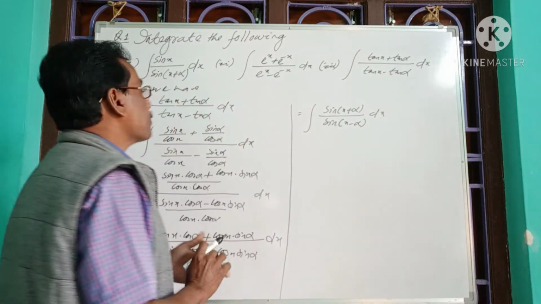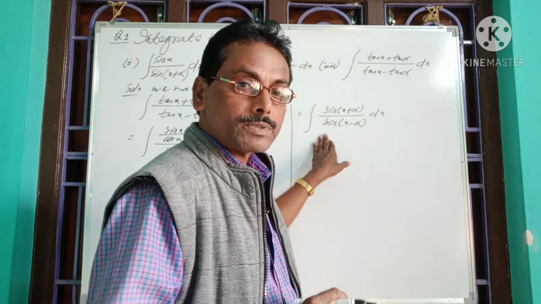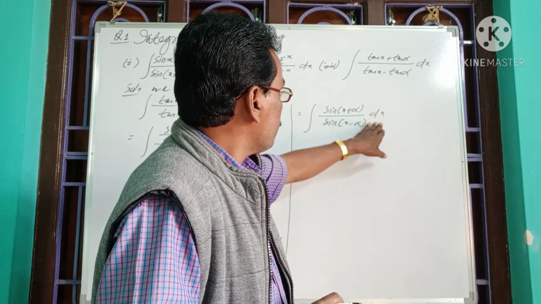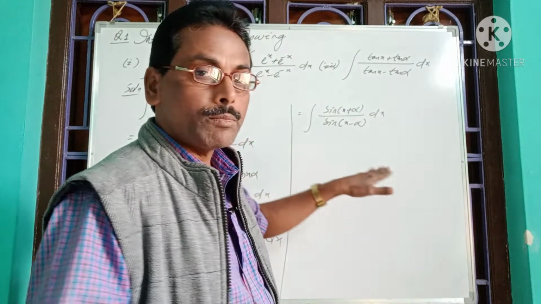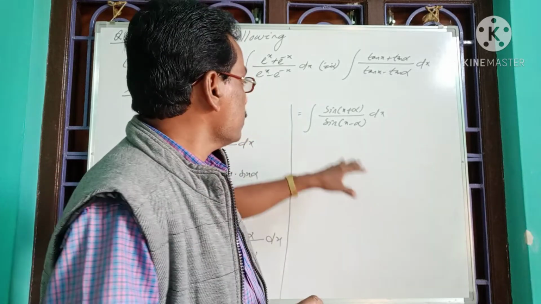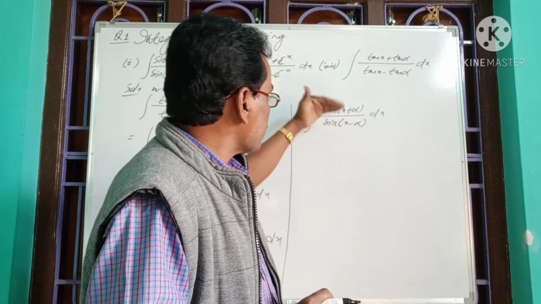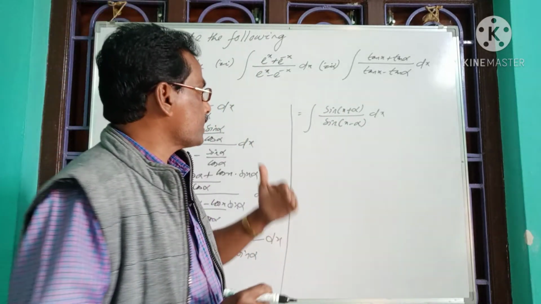So now after the first transformation we got integration of sin of x plus alpha by sin of x minus alpha with respect to x. Even after transformation the integrand is not directly integrable, so let us try to substitute x minus alpha as v, so that the integrand will be transformed into a simpler or standard form, so that we can easily integrate it.